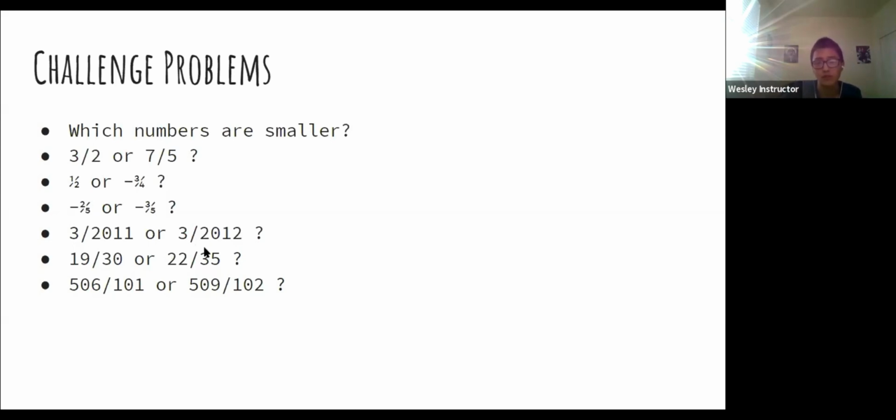3/2011 or 3/2012. This is interesting because it doesn't have a common denominator, but it has a common numerator. And you guys can still compare fractions if it has a common numerator. So 3 over a lesser denominator or 3 over a greater denominator. The answer is 3 over a greater denominator. So the answer is 3/2012.